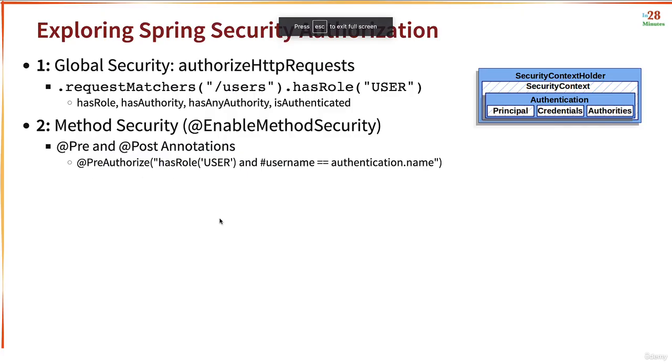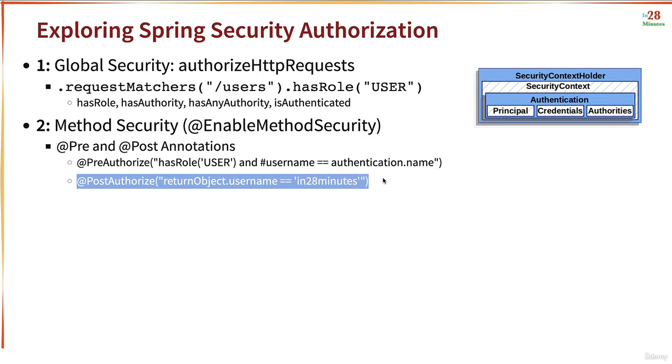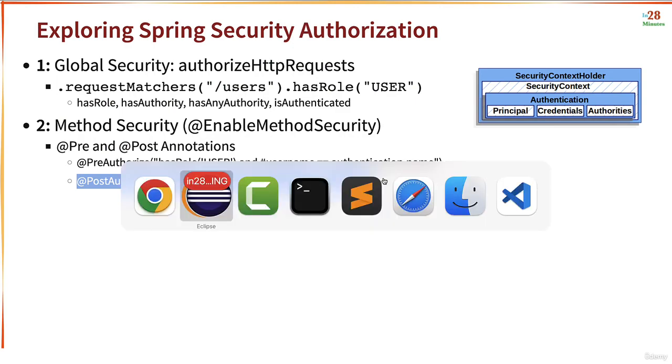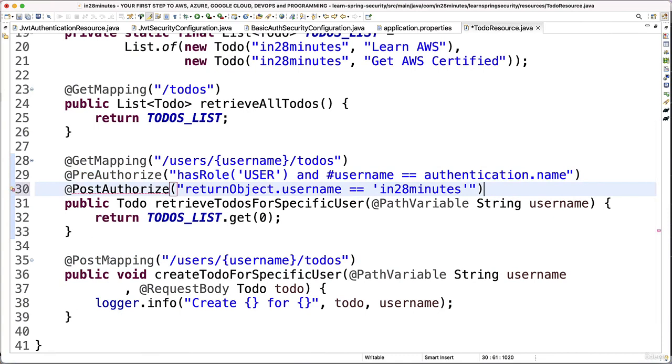You can also do things like post authorize. In the return object, you can check if the username is in28minutes. Let's do that right now. Over here, I'll add in this post authorize. We are returning a return object with username in28minutes. Let's organize imports, save this.